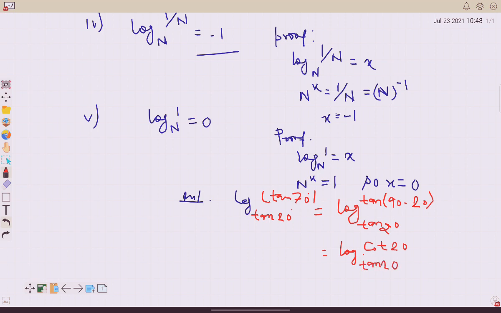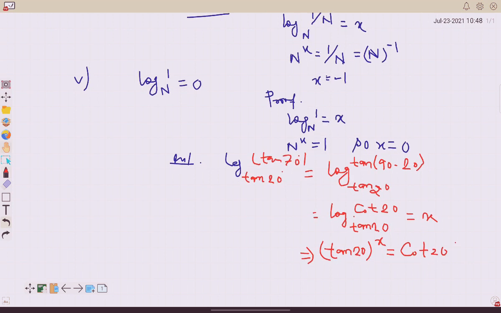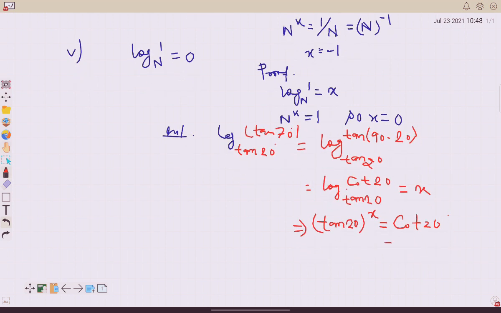Just consider this value is equal to x. So we need to find the value of x. How can we find the value of x? This complete question is written in the form of log, so we can convert it to exponent form. So tan 20 degree raised to the power x is equal to cot 20 degree. But we can also write cot 20 degree as 1 upon tan 20 degree.